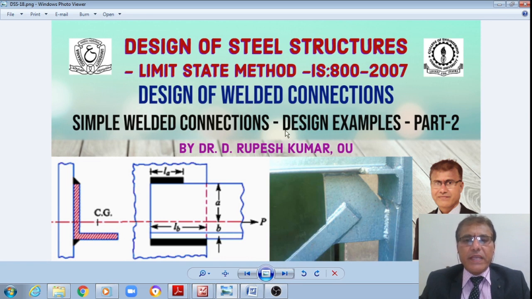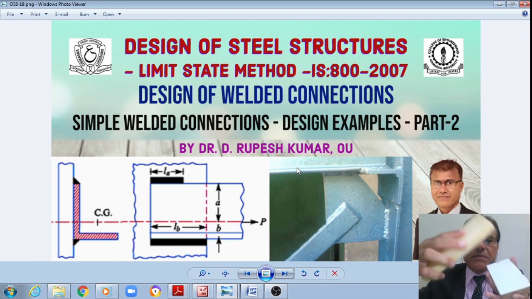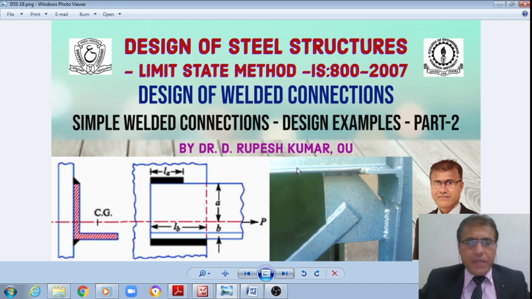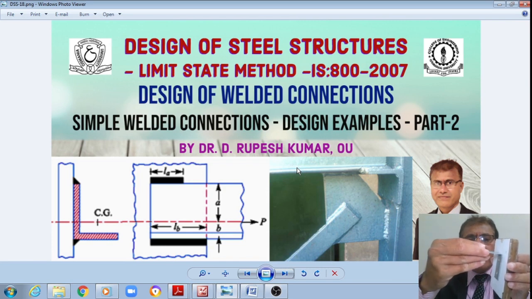Method conforming to IS 800 2007. In today's class we shall see the designs of welded connections, that are the simple welded connections, a few design examples. Four design examples we will see in this part 2. The first problem is the design of a plate subjected to tension. The second problem is the design of an angle connected to a gusset plate.